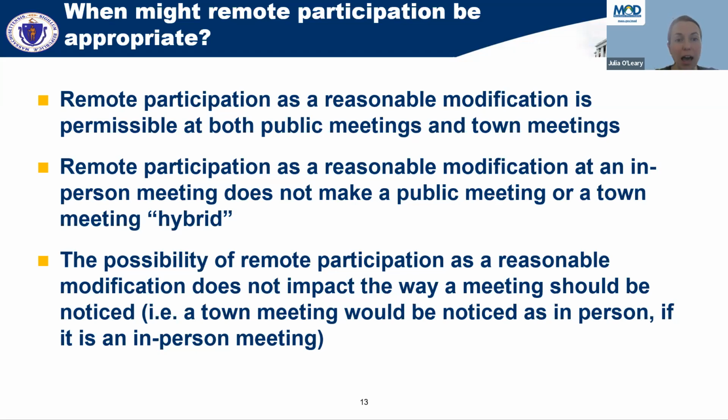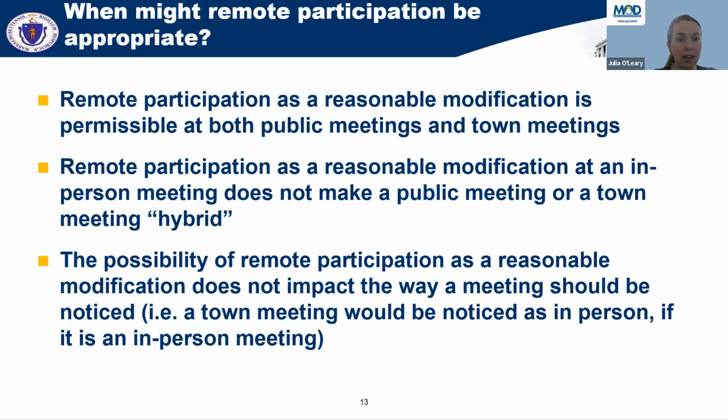So it doesn't impact how you're going to notice the meeting. If you are aware that some folks are going to request remote participation because of their disability, you do not need to change the way you're noticing your meeting as a hybrid meeting or as a remote meeting. So for example, if you're hosting a town meeting, it would be noticed as in person, the same as you always would, but you might allow reasonable accommodations as a one-off for certain people to participate remotely.